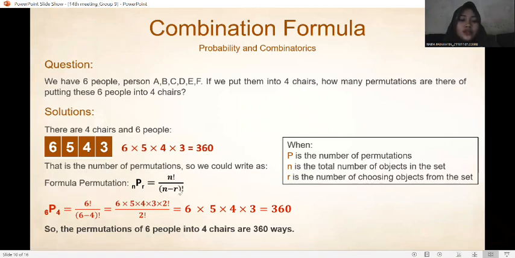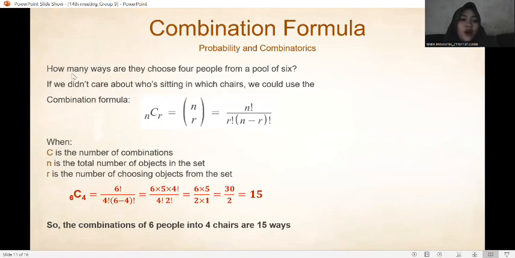From the permutation formula, P is the number of permutations, N is the total number of objects, here people, and R is the number of chosen objects from the set, here 4 times. Next is how many ways are there to choose four people from a pool of 6.